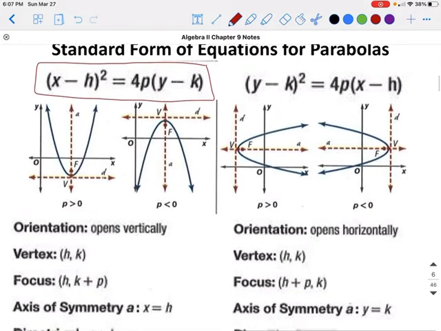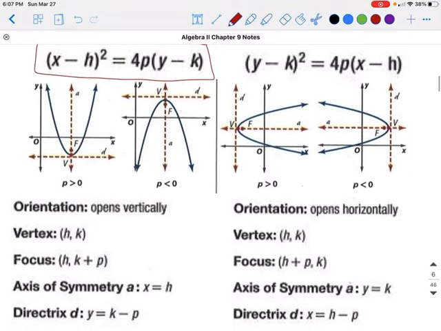If your parabola is opening horizontally, in your equation the y will be squared instead of the x. So in that case, our focus will be (h plus p, k). The axis of symmetry will be y equals k, and the directrix will be x equals h minus p.